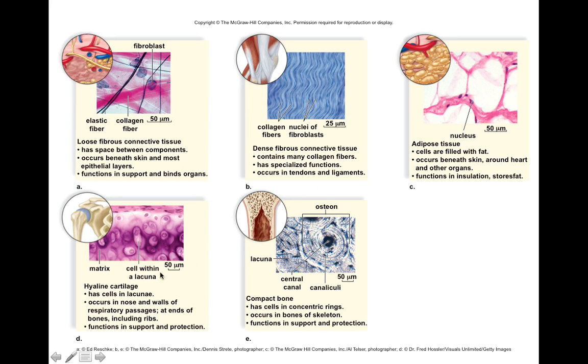You also have a schematic in your text of the different types of connective tissues. This slide shows just the types of connective tissue involving bone and cartilage. So you have your loose fibrous connective tissue, your dense fibrous, your adipose, hyaline, and compact bone. Each of these have different locations in the body and specialized functions. Some are a little softer and more pliable than others, but you'll want to understand how to differentiate these from one another.